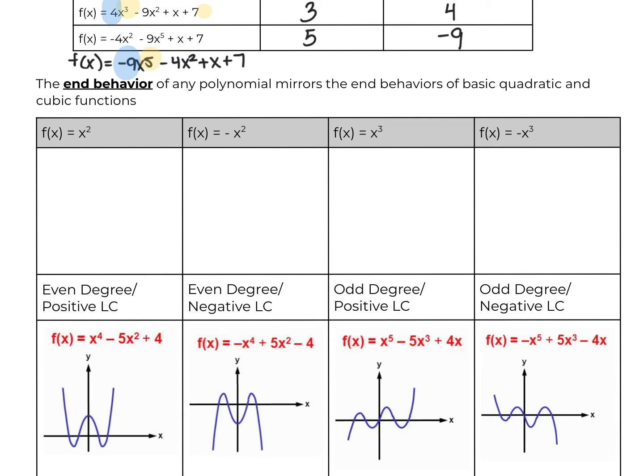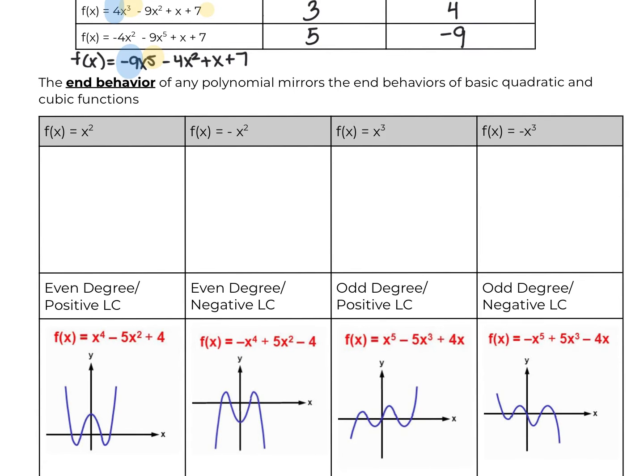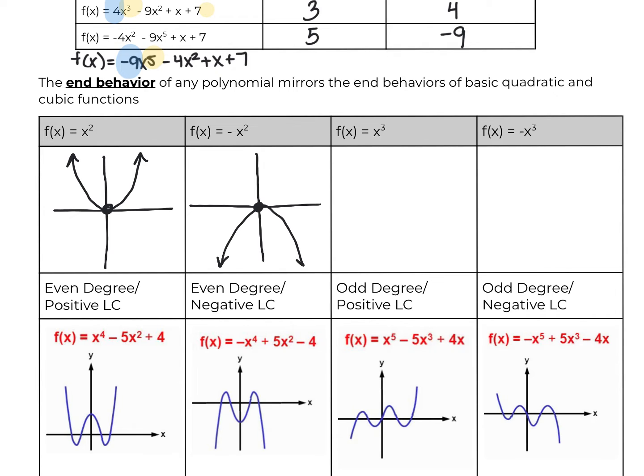So end behavior. End behavior of a polynomial mirrors the end behavior of basic quadratic and cubic functions. If you were to graph y equals x squared, some of you might even know this one, an x squared function is a happy parabola that usually goes through the vertex of 0, 0, right? Then y equals negative x squared is actually a sad parabola going through the vertex at 0, 0.